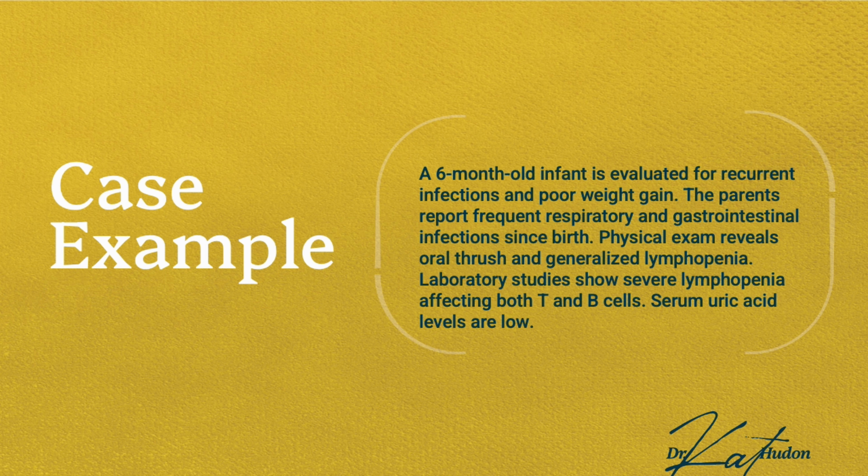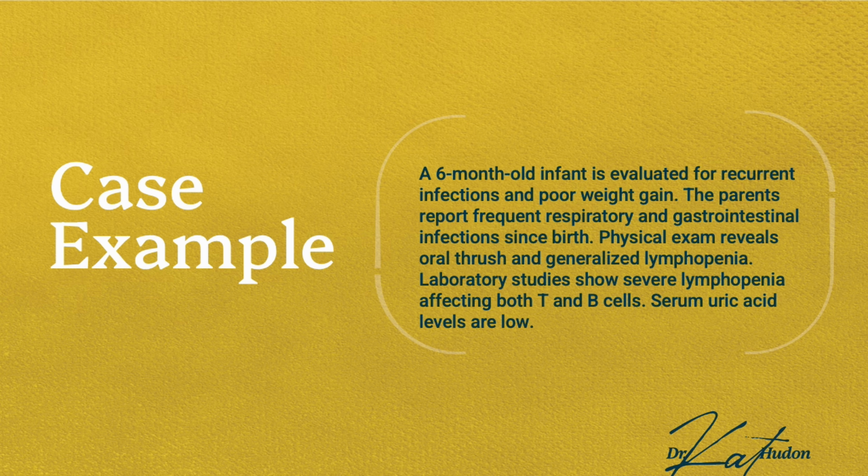Let's walk through the case a little more. This is a 6-month-old infant with recurrent infections, poor weight gain, thrush, lymphopenia. We have both T and B cells impacted. That constellation should immediately raise your concern for SCID, severe combined immunodeficiency. Once I think SCID, I ask the next question, what's the underlying mechanism? In this case, the lab clue we are given is low uric acid levels. That's a subtle one, but it is high yield.